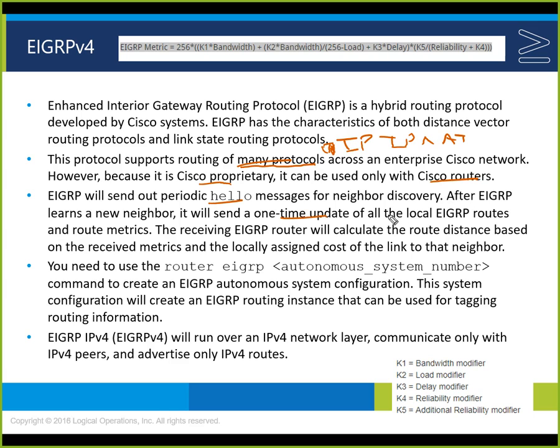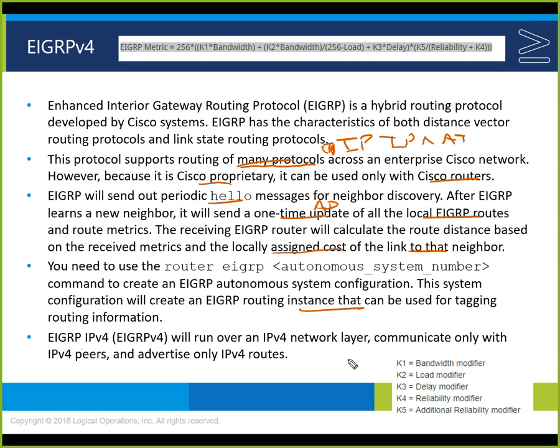Learns a neighbor will send a one-time update of all the local EIGRP routes. That's where we get the advertised distance. And then we add the cost to get to the neighbor to the advertised distance, and that becomes the feasible distance, the cost to get to the destination network. Calculate the route distance based on the received metrics and locally assigned cost to link to that neighbor. Router EIGRP autonomous system command, we did that to create the autonomous configuration, creates the EIGRP routing instance that can be used for tagging route information.